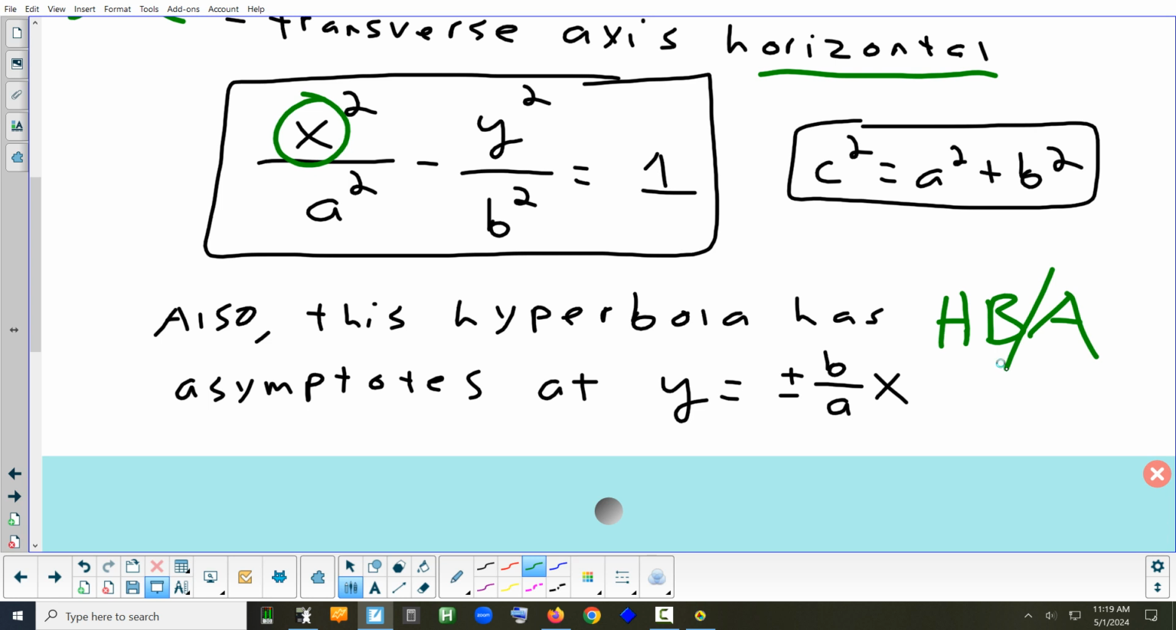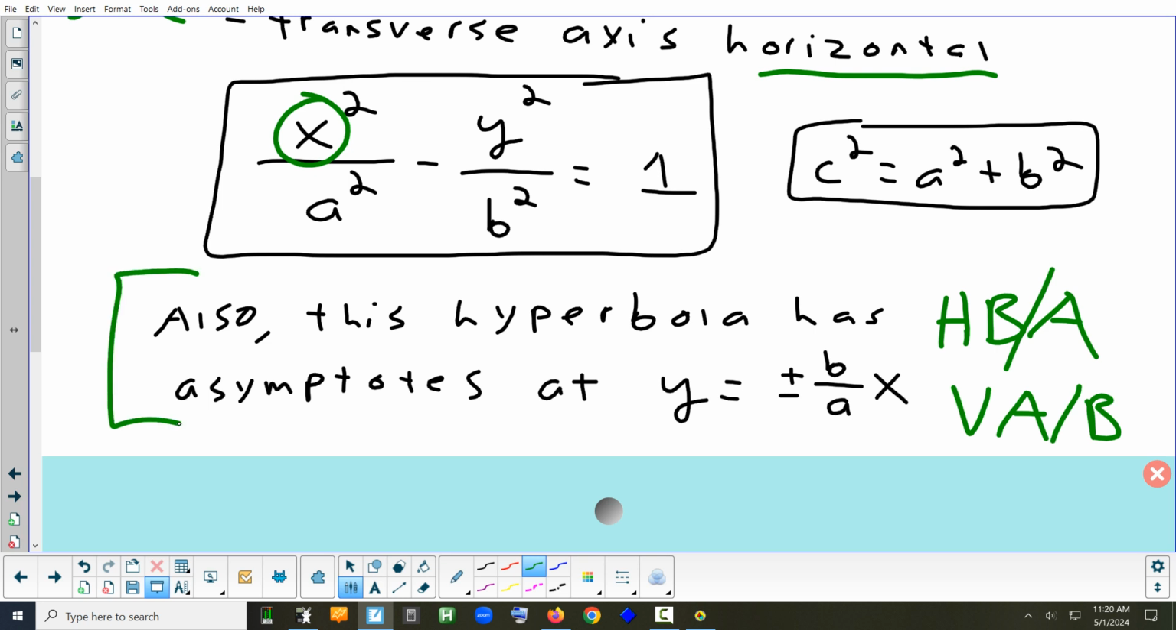We're not quite there yet, but does anybody know what's going to happen when it's vertical? It's not going to be b over a. No, when it's vertical. It's not horizontal, just when it's vertical. So when it's vertical, it's going to be a over b. So VAB. Maybe that one's easier to remember. So if you remember VAB, vertical, the slope is a over b. Horizontal is b over a. Okay, so this part is new.